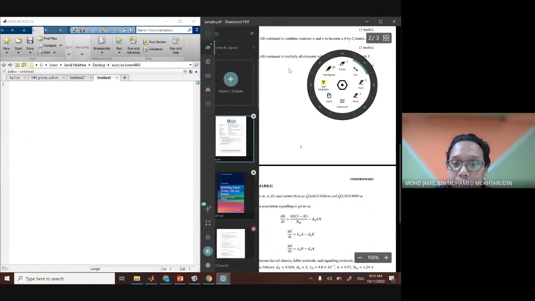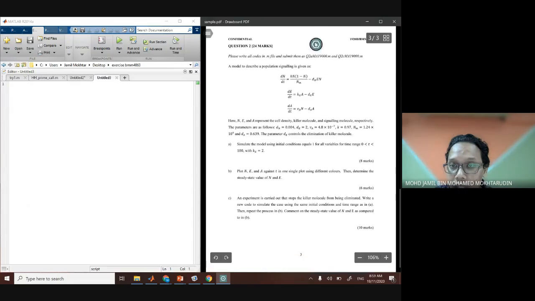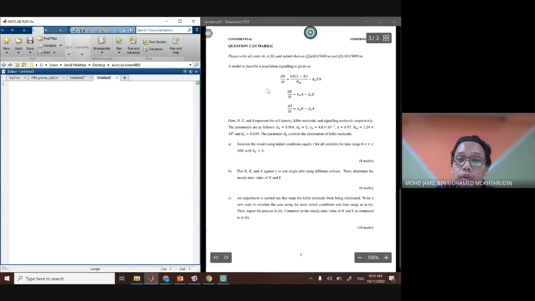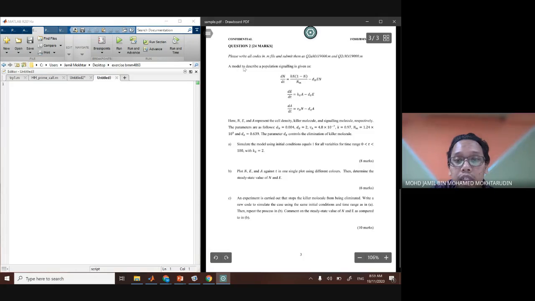Okay, exercise ni diambil dari past year. Exercise ni lebih kurang macam soalan assignment 2B. So how to do this kind of question? Okay, so in this question, a model to describe a population signaling is given as ada 3 ODE. So kalau nampak soalan ni janganlah terkejut, apa benda lah signaling ni, terlantak ada, yang penting korang tulis kod, okay, tulis je kod. So here, N, E and A represent the cell density, the killer molecule and signaling molecule respectively.